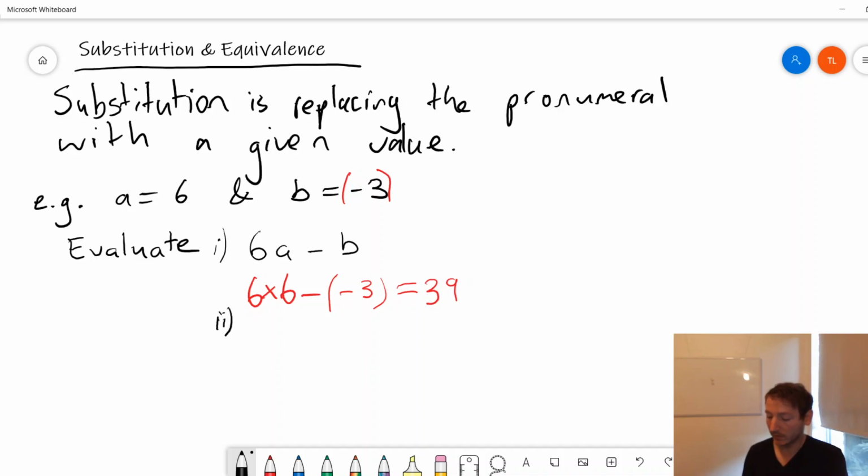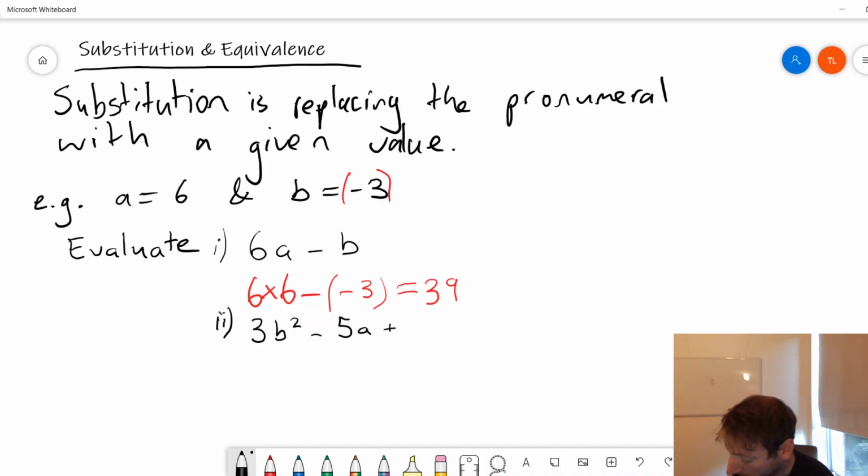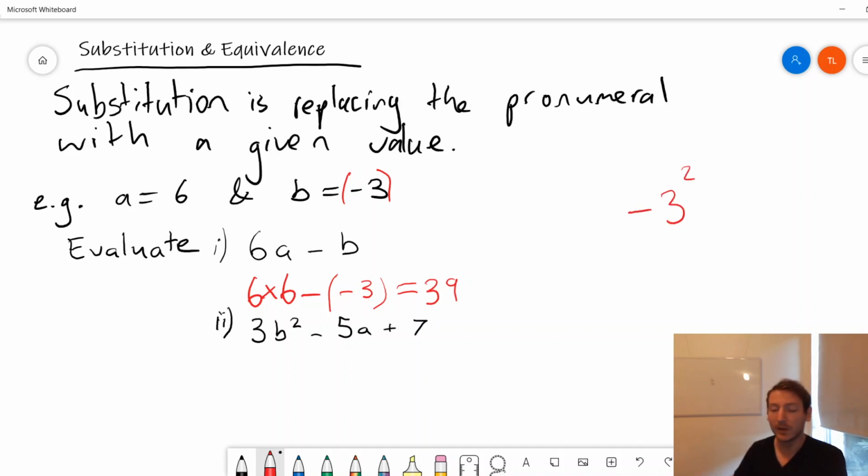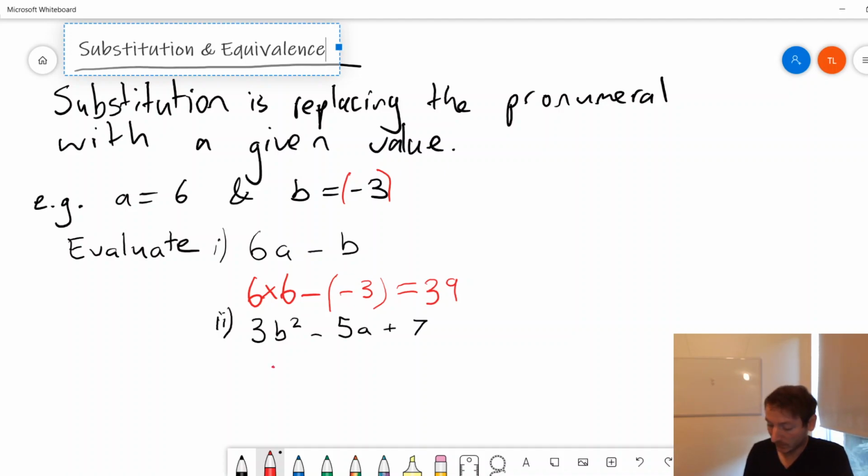Let's do part 2. Let's say we've got 3b squared minus 5a plus 7. Alright, now, this is one of those moments I was talking about where your calculator is going to get it wrong if you forget the brackets. I'll just show you over in this space here. Your calculator, if you type -3 squared, it thinks you mean do that bit first and then put a minus on the front. But that's not what we mean when we're substituting. We want to substitute the whole number -3 in here.